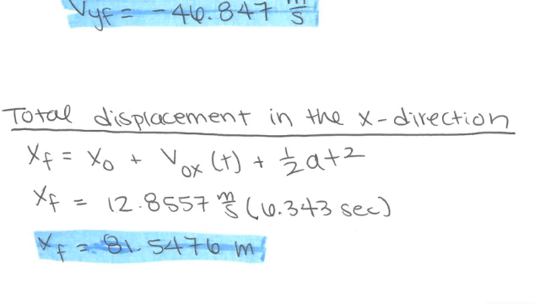Finally, we have to solve for the total displacement in the x direction. We use the equation x final equals x initial plus vx initial times t plus 1/2 at squared. Then we plug in the values that we already know. We know that x initial is equal to 0, vx initial is equal to 12.8557 meters per second, time is equal to 6.343 seconds, and acceleration is equal to 0. This gives us x final equals 12.8557 meters per second times 6.343 seconds, which equals 81.5476 meters.